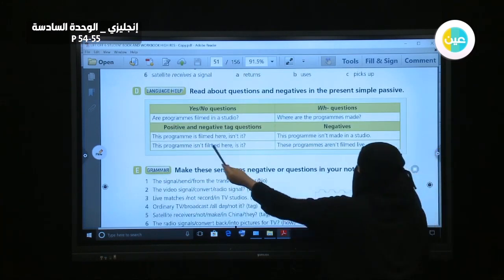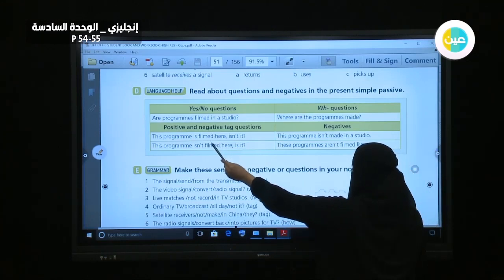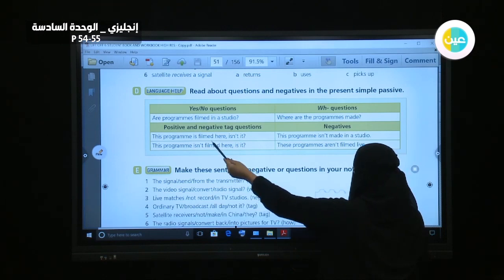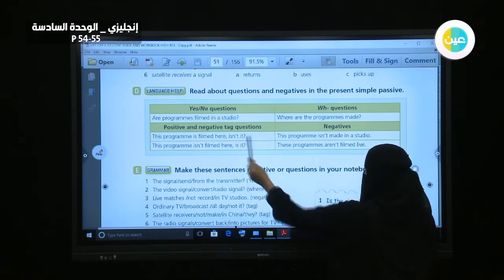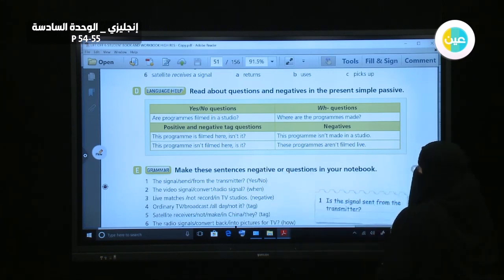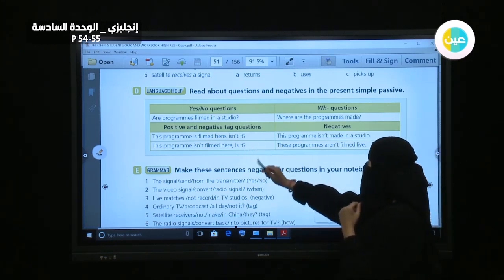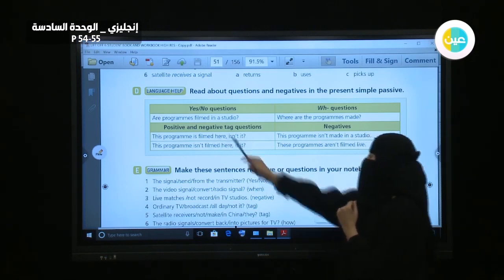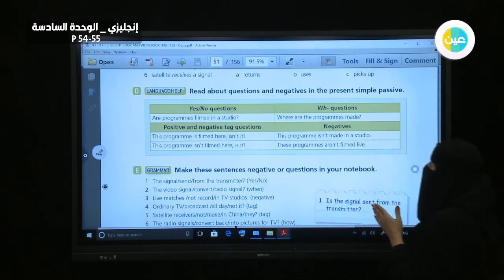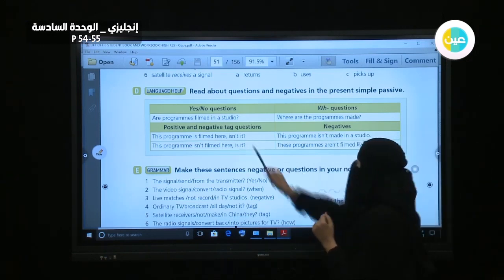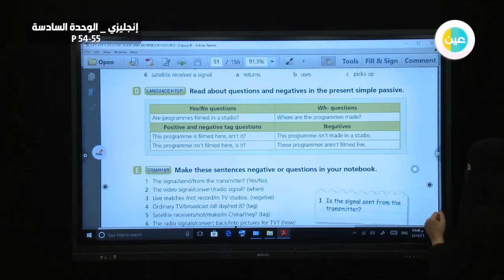So remember, if the structure is positive, the tag question will be negative. If the structure is negative, the tag question will be positive. This program is filmed here, isn't it? So it's positive, and we use the same auxiliary verb, is. This program isn't filmed. It's negative, so we add a positive tag question, okay?